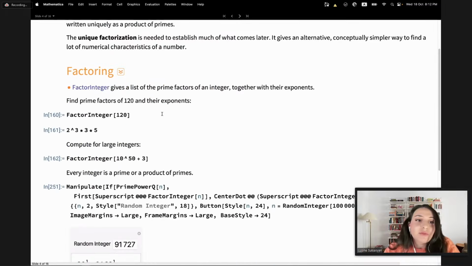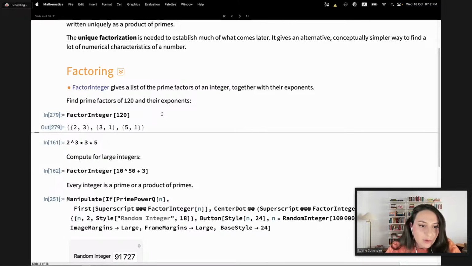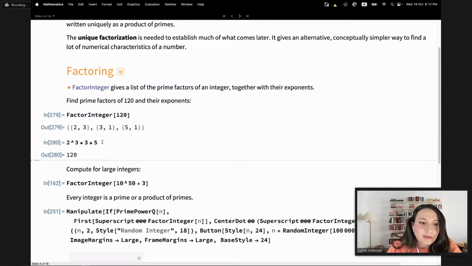So factoring, of course, the most basic function is FactorInteger that gives you a list of the prime factors of an integer together with their exponents. So if we want to find the prime factors and the prime factorization of 120, we just do this. And here you go, 2 to the power of 3, 3 to the power of 1, 5 to the power of 1. And we can check by doing this simple thing, right? We can just multiply them and we get the number, and this representation is unique.